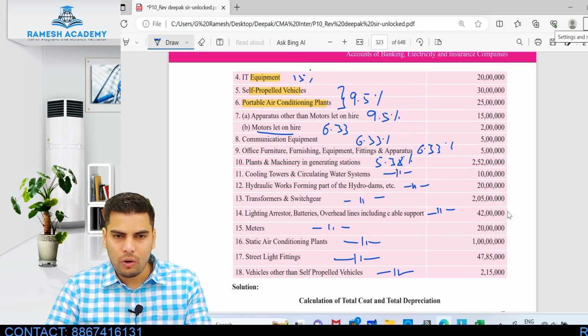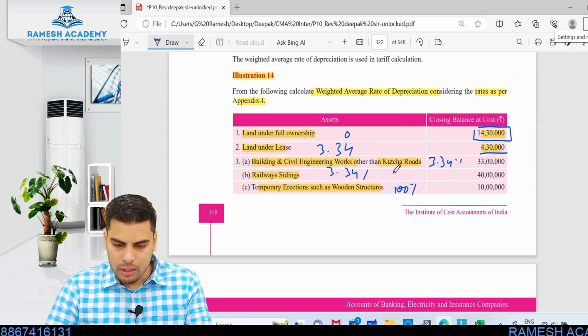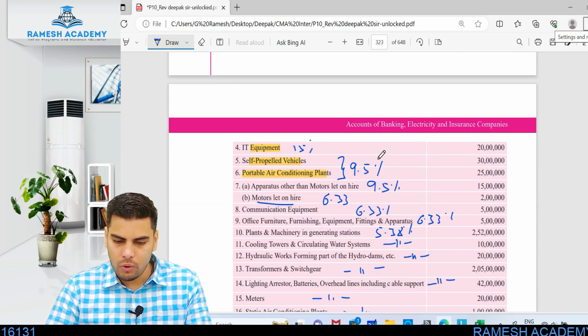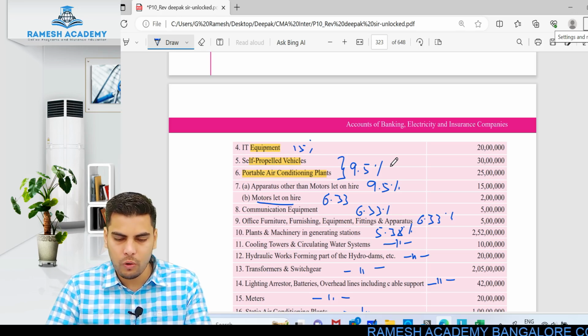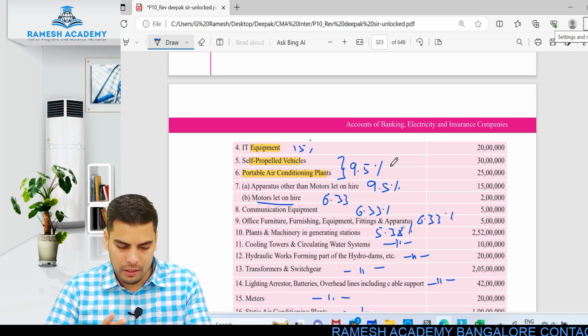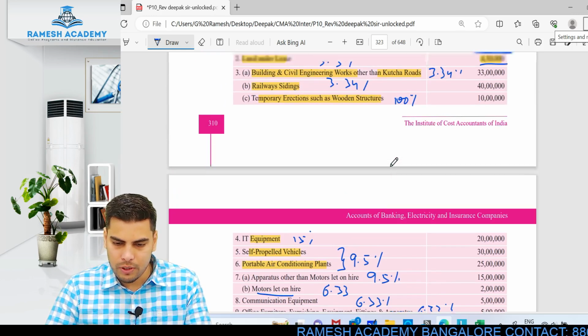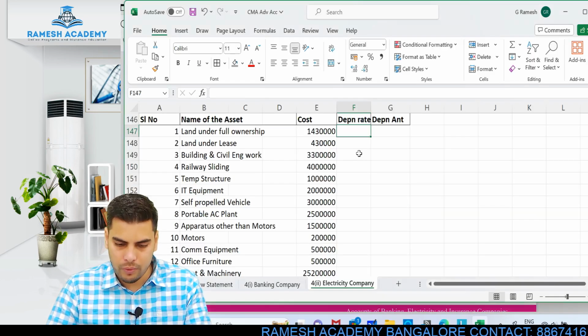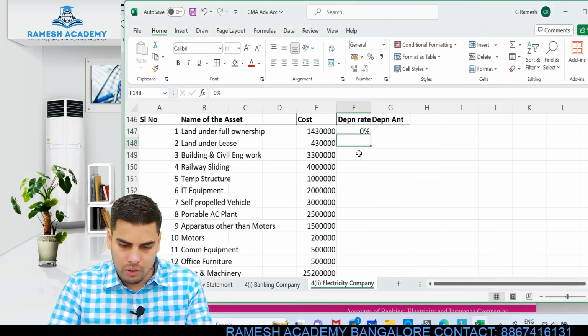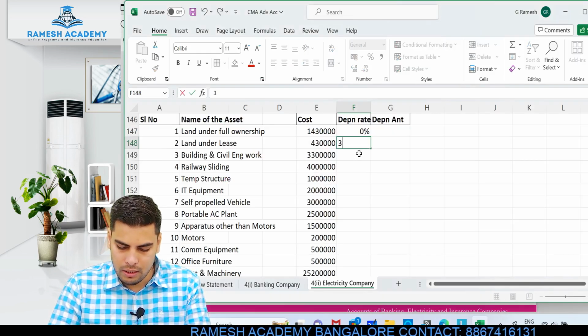See, totally we have got like 4 or 5 rates of depreciation. So we have got 3.34, 0, 15, 9.5 and 6.33, 3.34, 5.38. All right, so let us apply these rates. I've already written the rates over here, I'll just be writing the same. So here it would be 0%, 3.34.